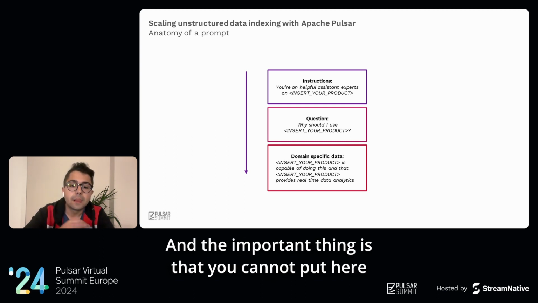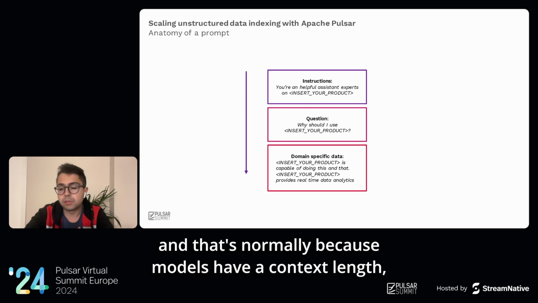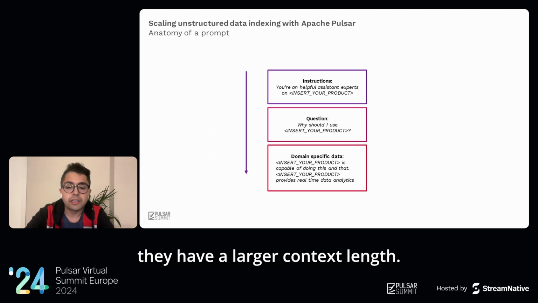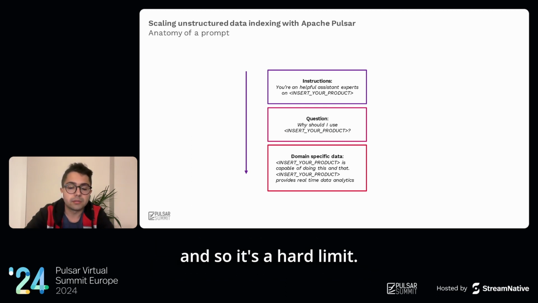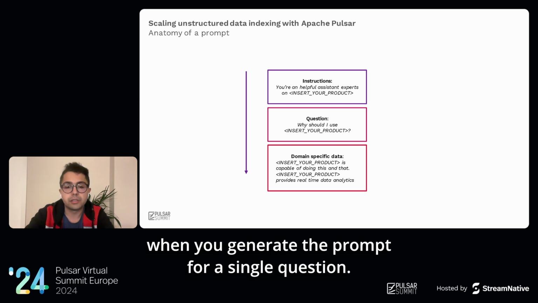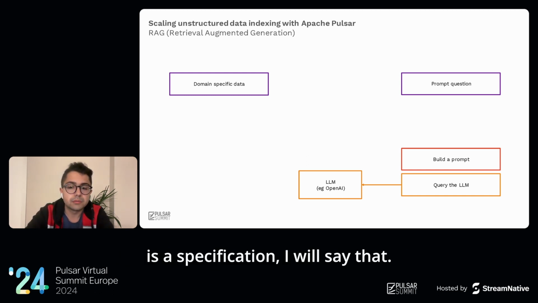And the important thing is that you cannot put here all the documentation of your product, and that's normally because models have a context length which is very limited, and even new models like Gemini Pro, they have a larger context length, but the problem is that it increases costs and latency, and so it's a hard limit. And so with RAG, you send the contextually specific data when you generate the prompt for a single question. And RAG in general is an architecture, is a specification, I would say that.